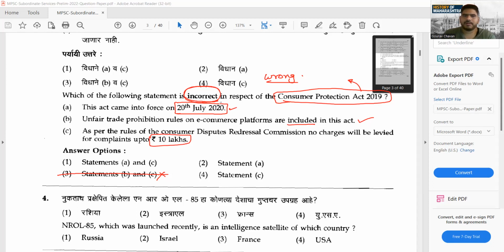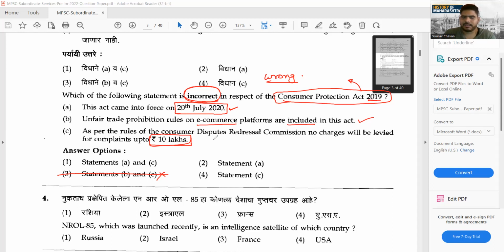If you go with this perspective, this act came somewhere at the end of 2019. I'm not sure about the date, but nearby November or December 2019 this act came. It came into force on 20th July. So it seems a positive statement, or it might be correct. But see what they're saying, 10 lakhs. And as you know, e-commerce is growing day by day. So this 10 lakh limit is very less. If you just use your knowledge, you'll get to know this is less.